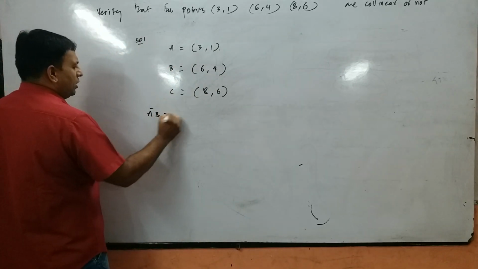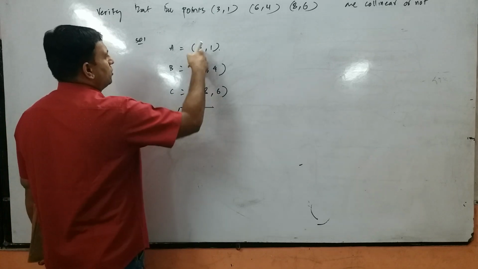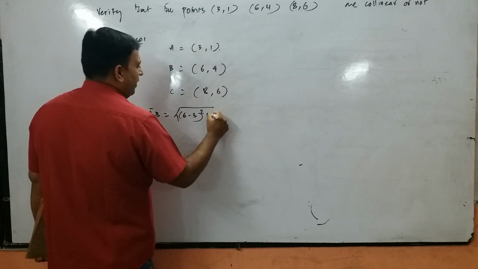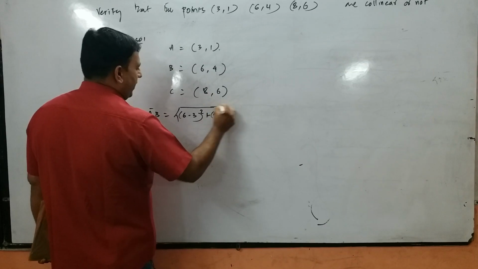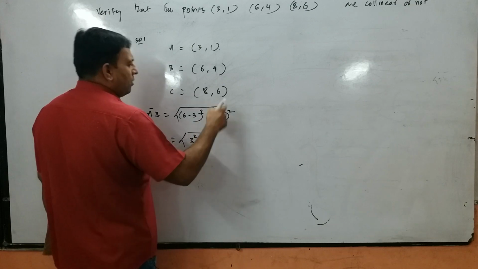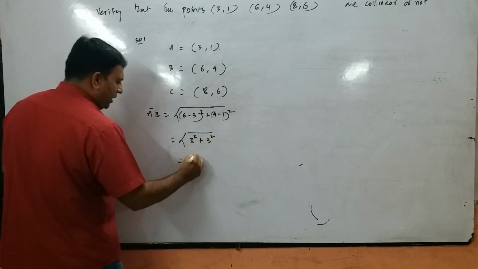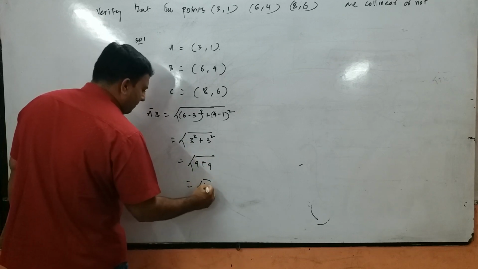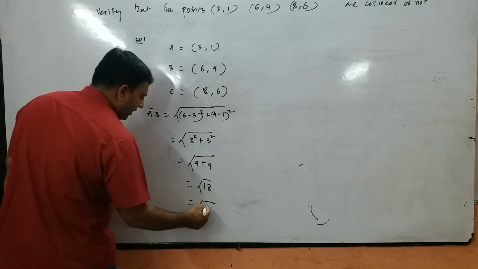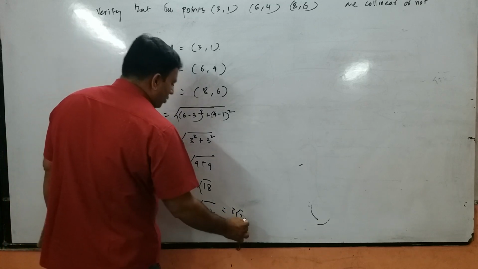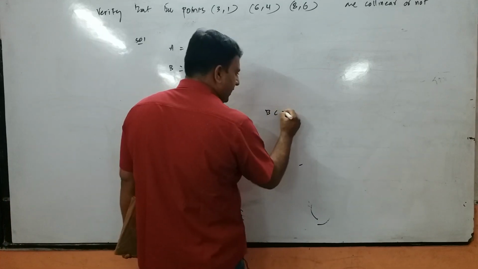Distance AB is equal to under root of x2 minus x1, 6 minus 3 whole square, plus y2 minus y1, 4 minus 1 whole square. It is under root of what is 6 minus 3 whole square? 3 square. What is 4 minus 1 whole square? 3 square. Under root of 3 square 9, 3 square 9. It is root 18. What is root 18 means? 9 2s are 18. What is square root of 9? 3 root 2.